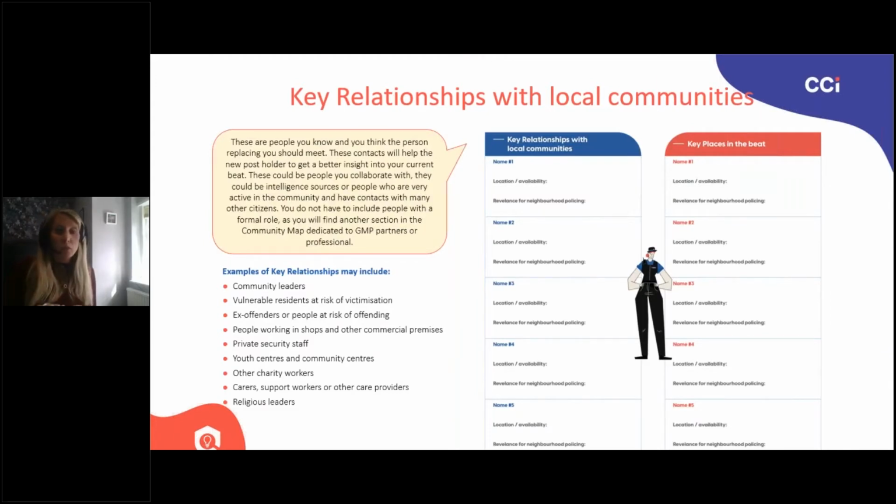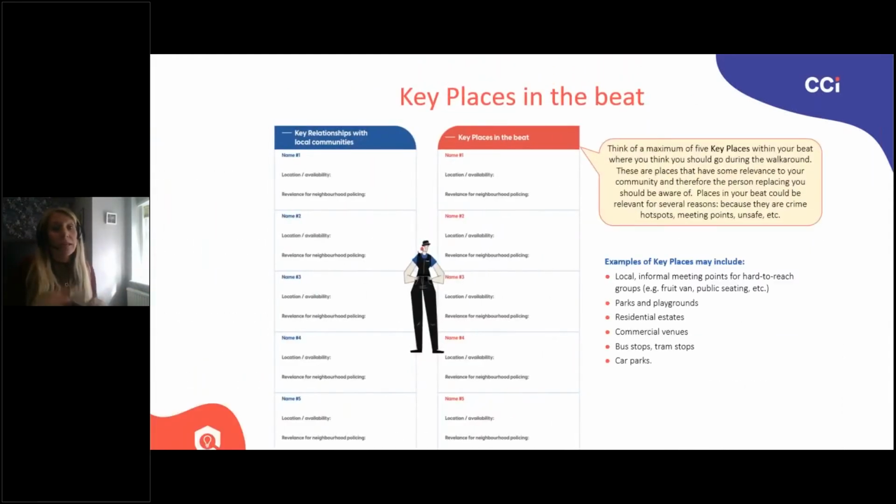The first section of the community map is about key relationships with local communities. We are asking leaving officers here to identify people with whom they built a good, positive relationship based on trust, and people who the leaving officer thinks might help the newly appointed officers in their new role. Then we have key places in the beat, which could be relevant for several reasons, maybe because they are meeting points of hard-to-reach groups, because they are unsafe, or because they are crime hotspots and should be pointed out during the handover.